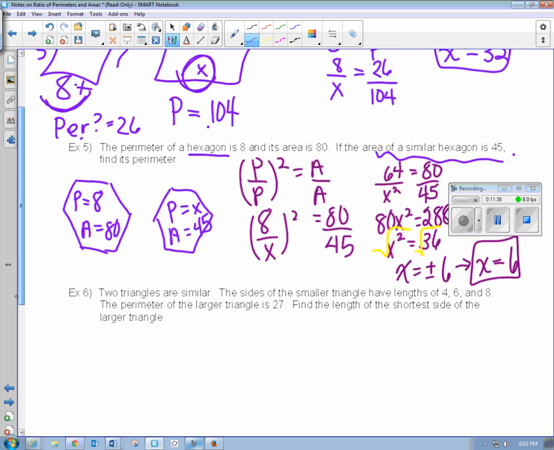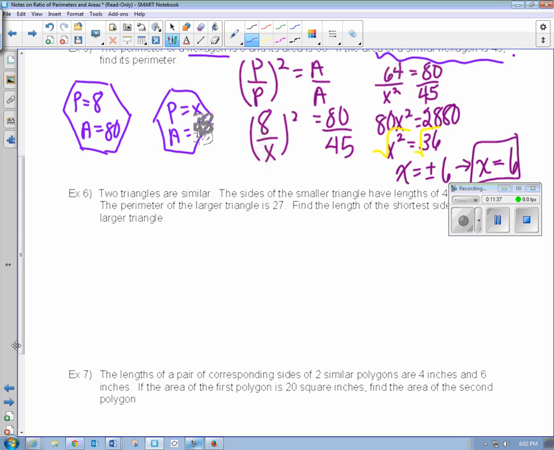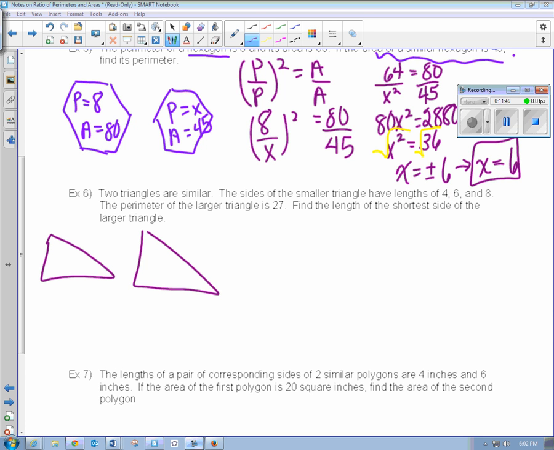Question number 6. Two triangles are similar. I'm going to draw my two similar triangles. The smaller one has side lengths of 4, 6, and 8. The perimeter of the larger one is 27. Find the length of the shortest side of the larger triangle. The shortest side in the small triangle is here, which means the shortest side in the big triangle has to be there as well.